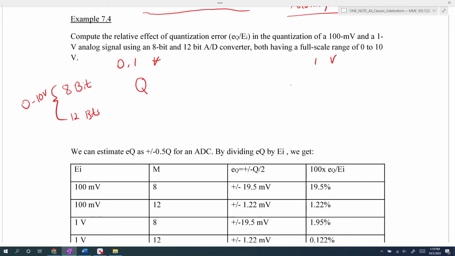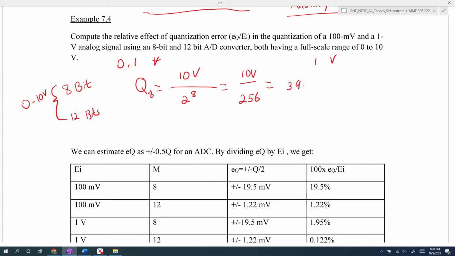The first thing we're going to do is determine our Q value, or our quantization level, for the 8-bit converter, and we'll do the same thing for the 12-bit. For the 8-bit converter, the quantization level is equal to the range of the converter, which is 10 volts, divided by 2 to the power of the number of bits, which is 8. So we get 10 volts divided by 2 to the 8, which is 256.